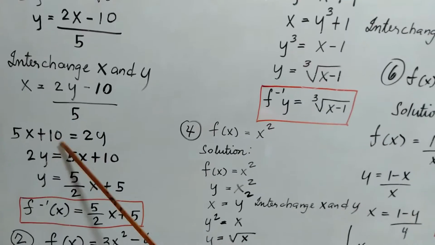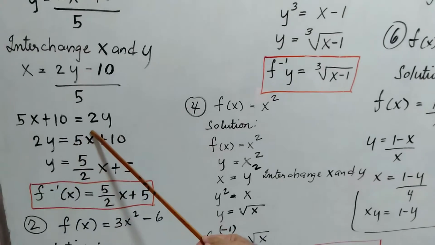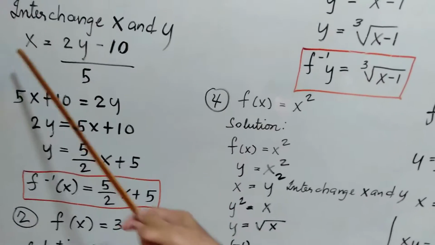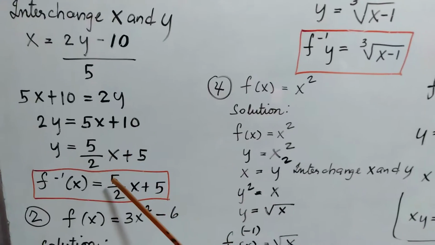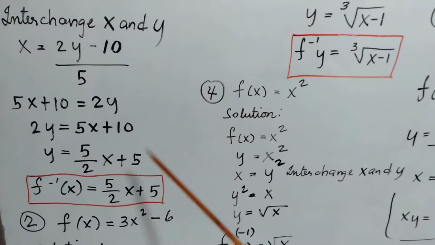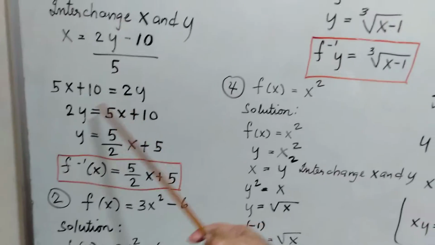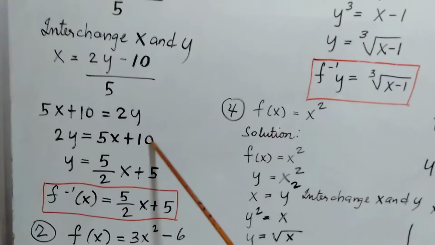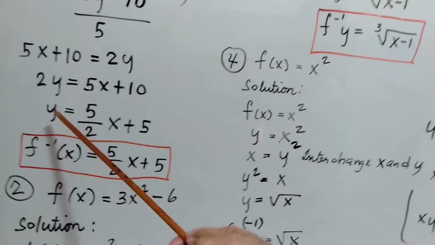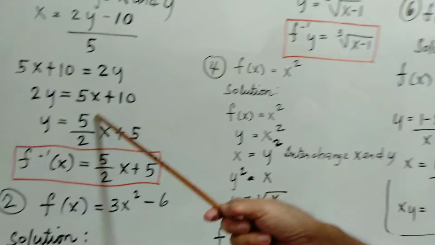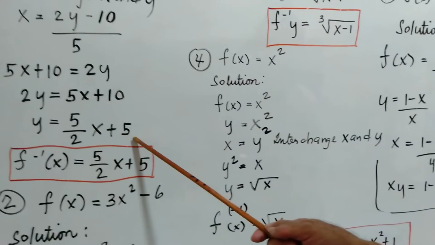We're getting 5x is equal to 2y minus 10, no? You transpose 10 to the left side of the equation. Then we divide the whole equation by 2. So this one becomes 2y is equal to 5x plus 10. Dividing both sides of the equation by 2, we get y is equal to 5 over 2 x plus 5.